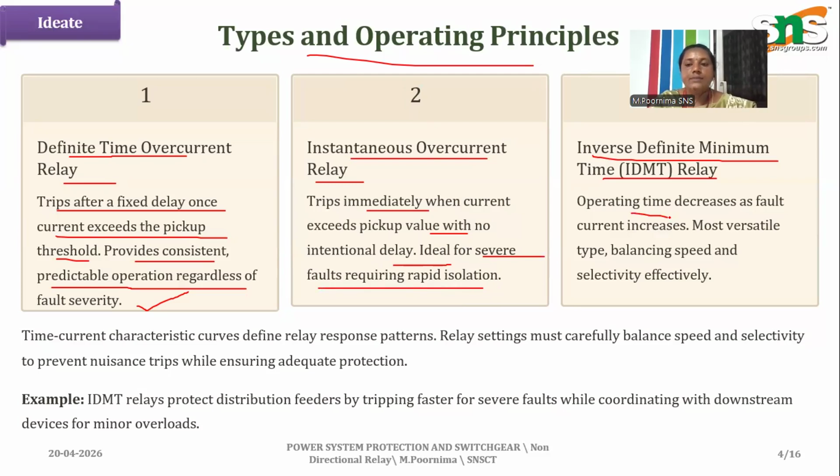Here the operating time decreases when the fault current increases, the most versatile type, balancing speed and selectivity effectively. The time-current characteristic curve defines the relay operating parameters. Relay settings must be carefully balanced for selectivity to prevent false trips, which ensures adequate protection. The IDMT relay protects distribution feeders by tripping faster for severe faults while coordinating with downstream relays.